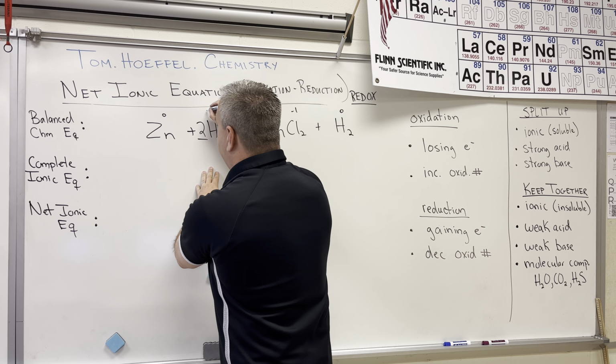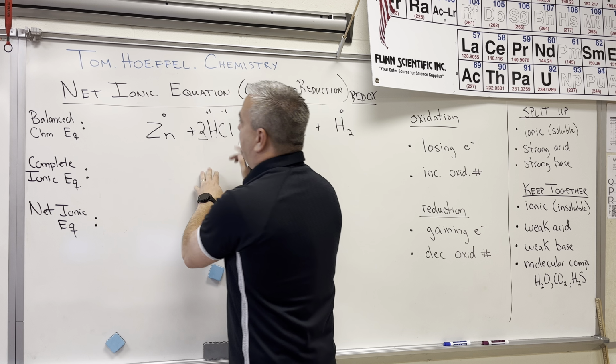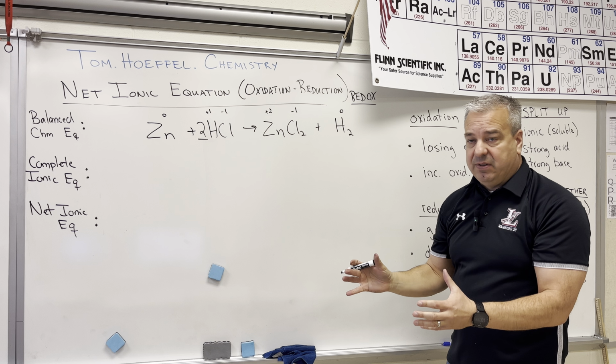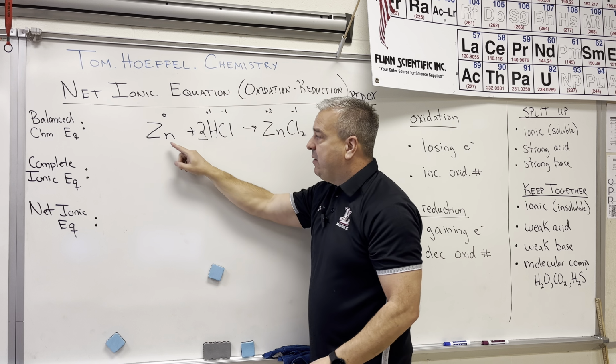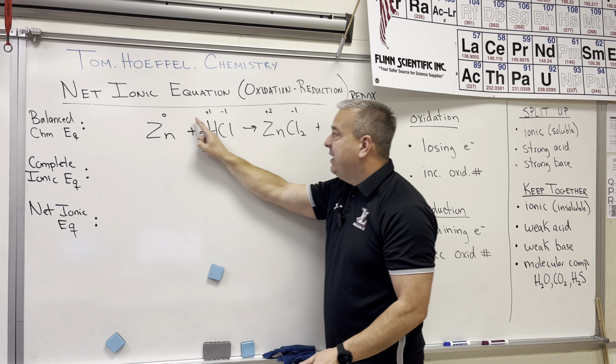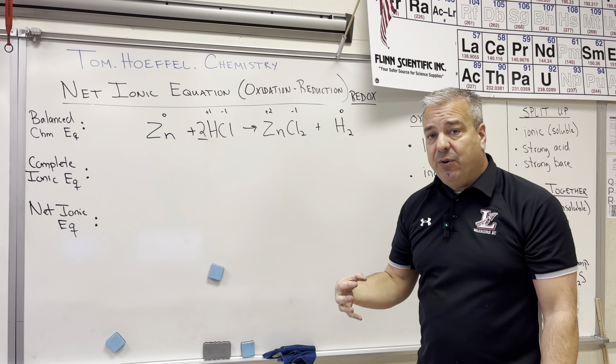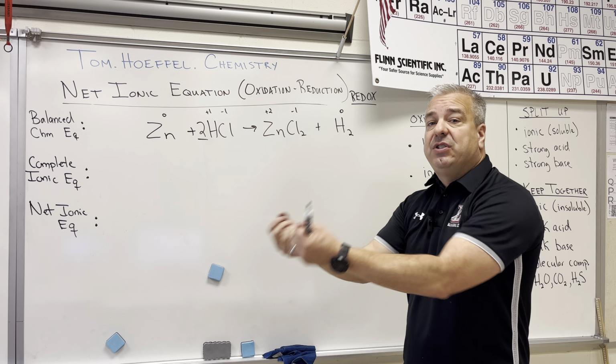Over here we do have the hydrogen, so it's a +1, but it also works out that the chlorine's -1. So these are the oxidation numbers. What's happening in this equation is that zinc is going from 0 to +2. And the only way it can go from 0 to +2 is if it's losing 2 electrons.